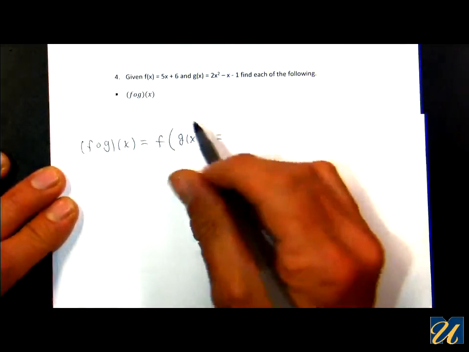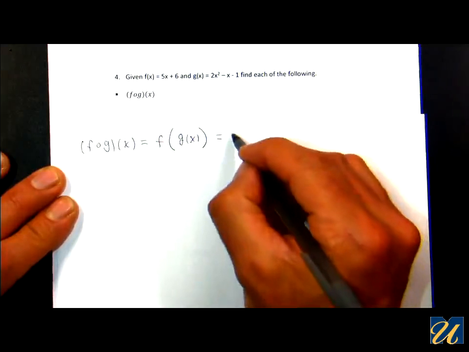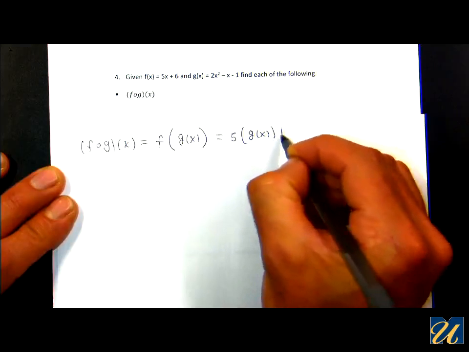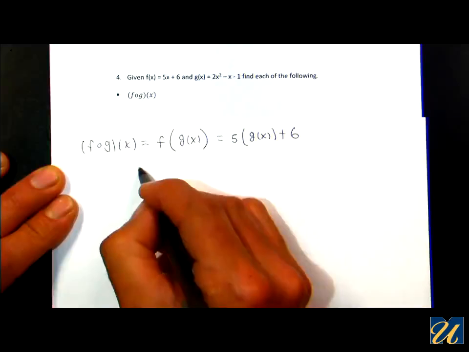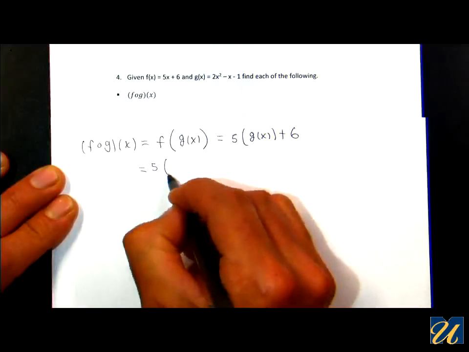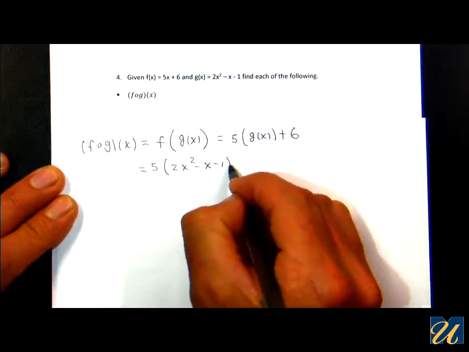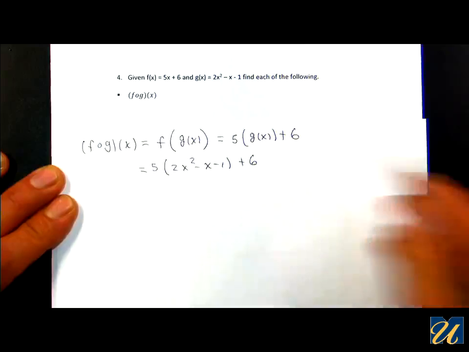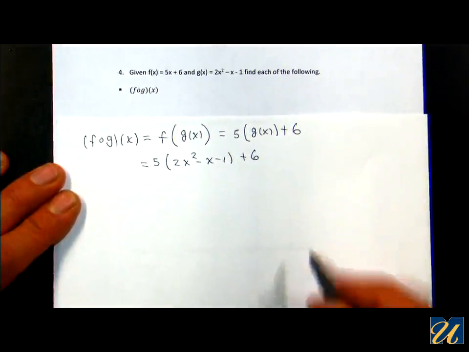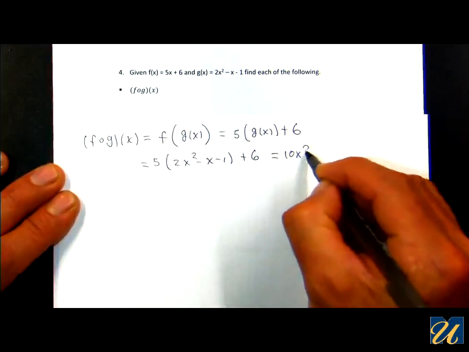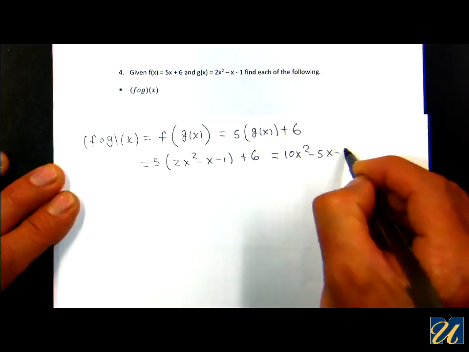Put the g of x function inside the f of x function. So if we look at f of x, 5x plus 6, literally it's going to be 5 times g of x plus 6. Now just replace g of x. What is g of x? Well, it's 2x squared minus x minus 1 plus 6. And if you wish, you can clean that up. Distribute the 5. 10x squared minus 5x minus 5.